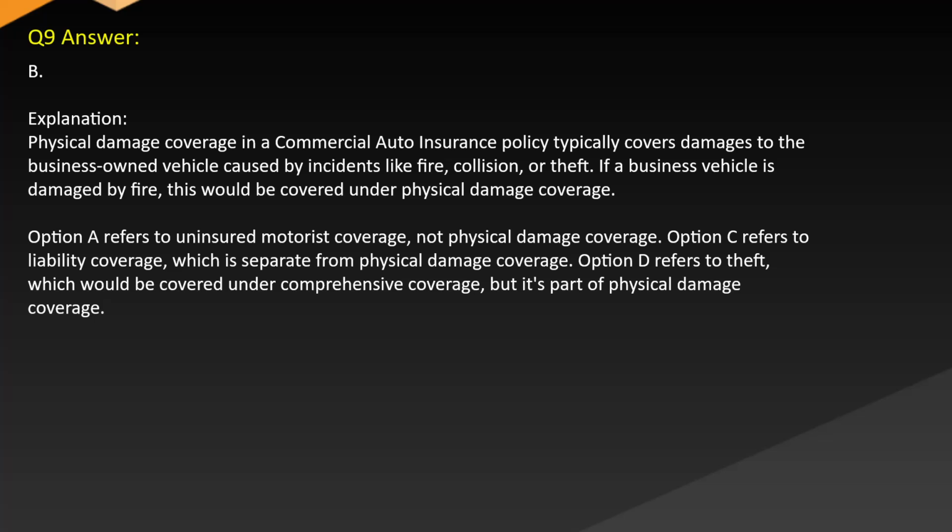Answer B. Explanation. Physical damage coverage in a commercial auto insurance policy typically covers damages to the business-owned vehicle caused by incidents like fire, collision, or theft. If a business vehicle is damaged by fire, this would be covered under physical damage coverage. Option A refers to uninsured motorist coverage, not physical damage coverage. Option C refers to liability coverage, which is separate from physical damage coverage. Option D refers to theft, which would be covered under comprehensive coverage, but it's part of physical damage coverage.